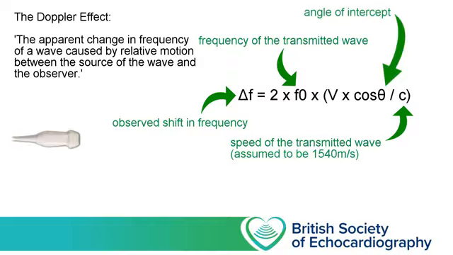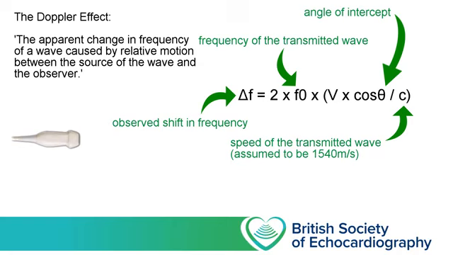Theta is the angle, that is the difference between the direction of travel of the ultrasound wave and the direction of travel of the structure that's moving. So when the blood is moving directly towards or directly away from a probe, then theta will equal 0 and cos of theta will equal 1.